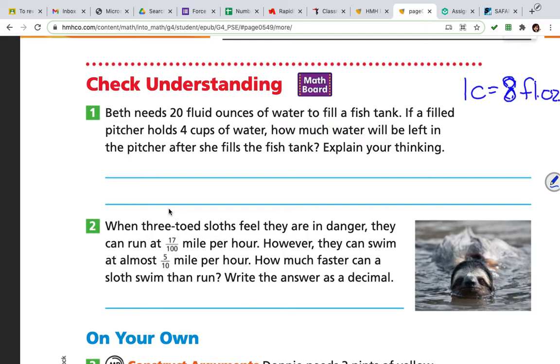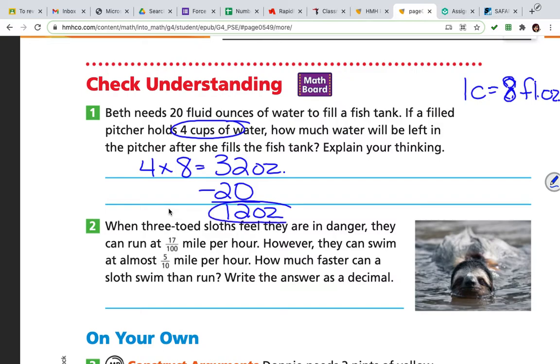So she should have 4 times 8 is 32. The pitcher holds 4 cups. So 4 times 8 equals 32 ounces of water. She needs 20 fluid ounces of water to fill the fish tank. So how much will she have left? She has 32. She needs 20. So 32 take away 20 is 12 ounces. So she's going to have 12 ounces left.